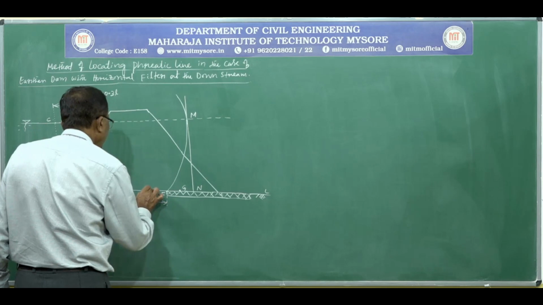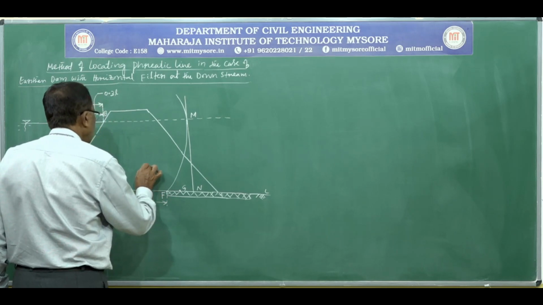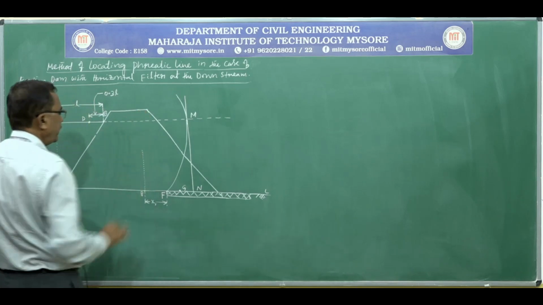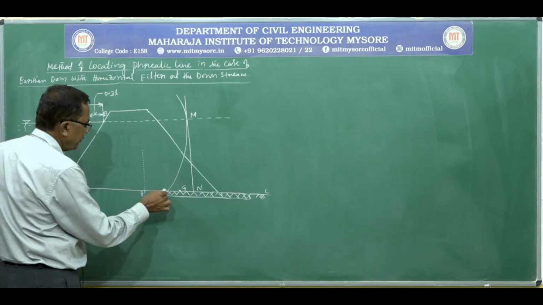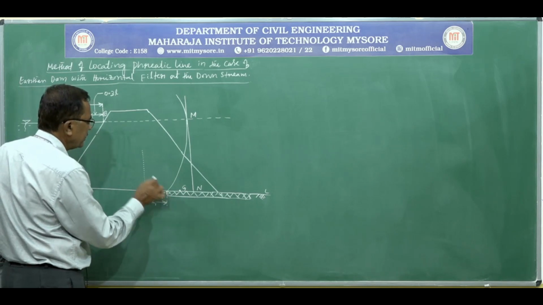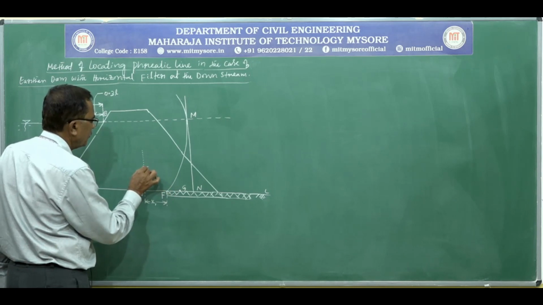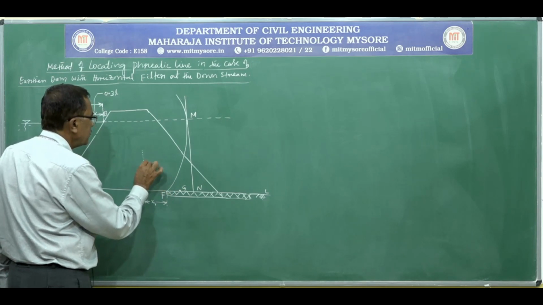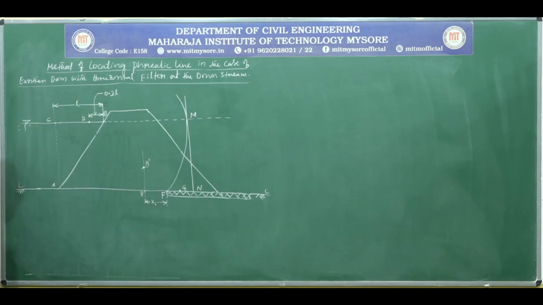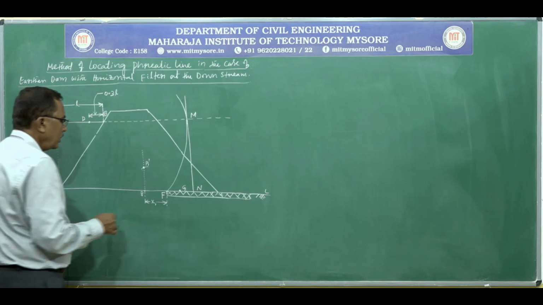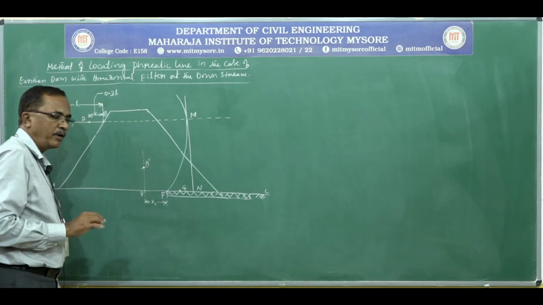From P1 drop a perpendicular and produce it in the upward direction. With F as center, FP1 as radius, cut an arc, and this is P1 dash. Let us locate another intermediate point. We can locate any number of intermediate points.